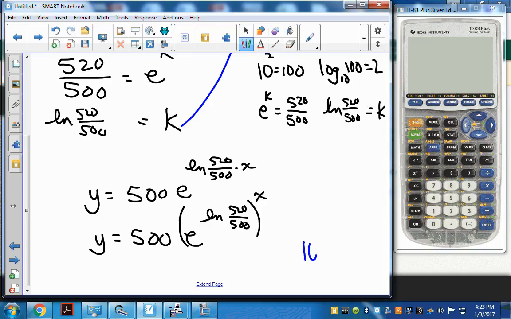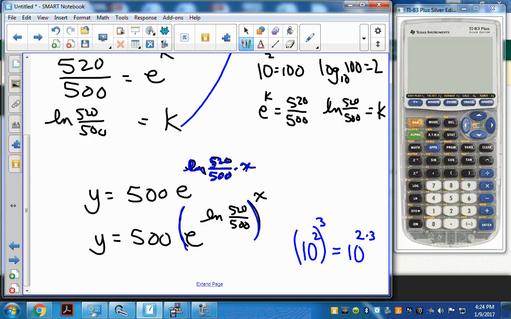Remember, if we had 10 squared cubed, you could rewrite that as 10 squared times 3, that's 10 to the 2 times 3 power. So that's what we're doing here. We have this exponent, natural log 520 over 500 times x, and I'm simply rewriting that as the quantity e to the natural log of 520 over 500 raised to the x power.